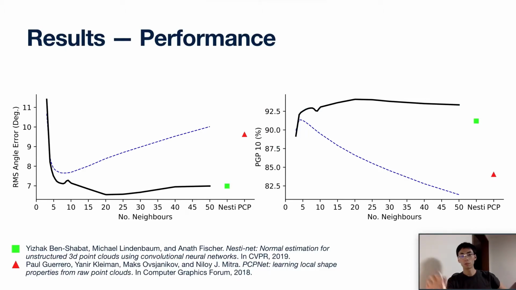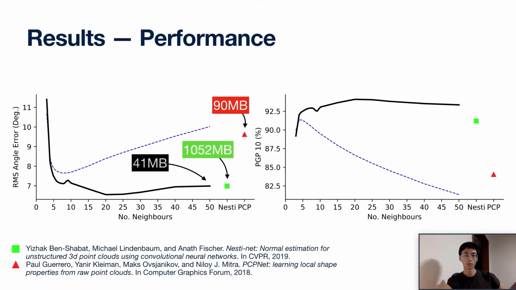Armed with the attention mechanism, our network performs stably given different numbers of neighbors. Our network performs better than the PCA method as long as more than 3 neighbors are available. We also outperform the previous state-of-the-art with a much smaller model and faster inference time.